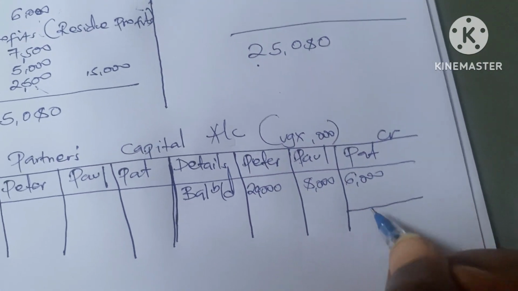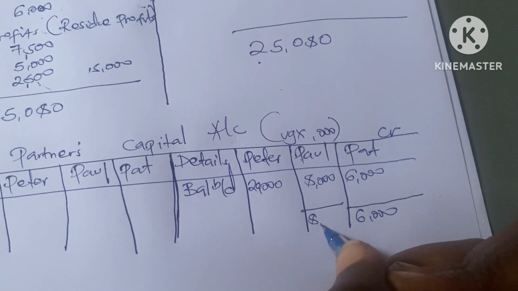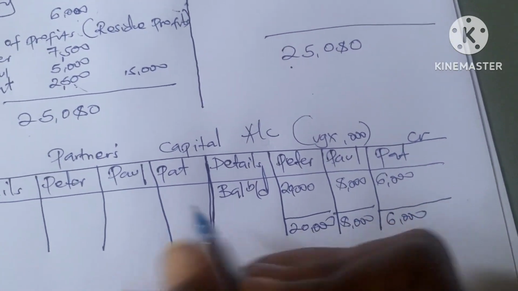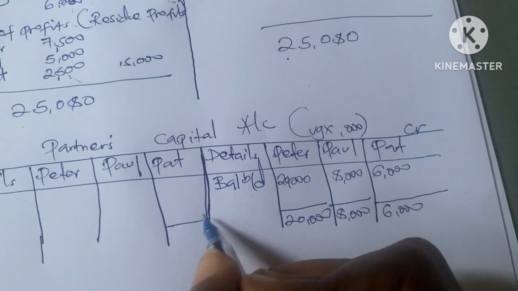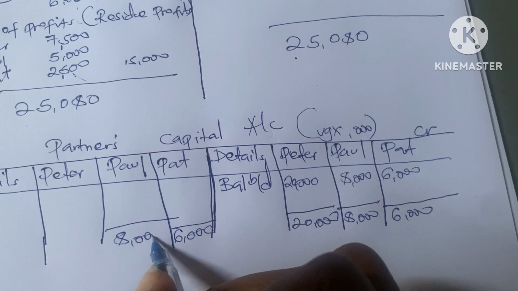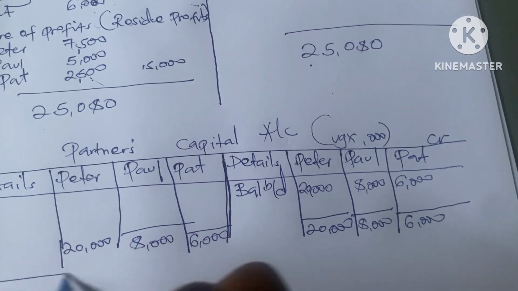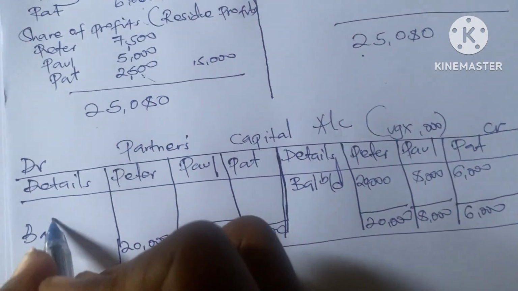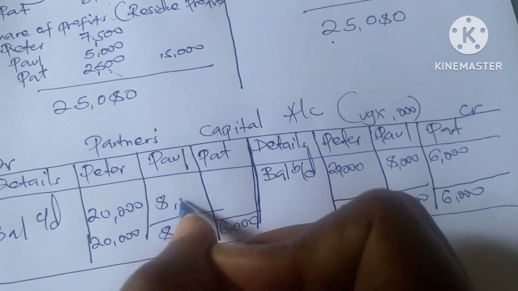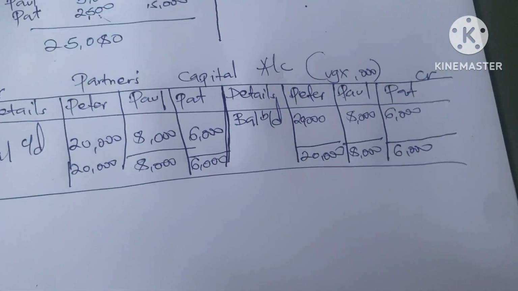So we don't have additional capital, so we just balance this. 6,000, 8,000, 20,000. Bring the same figures this side. 6,000, 8,000, 20,000. Then these same figures are going to be the balance carried down. So 20,000, 8, and 6. And that is the capital account.